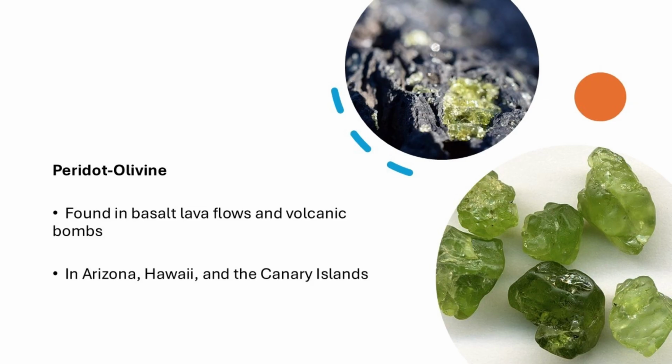There's a lot more to cover on volcanoes that I'm not going to be covering in this particular class. So let's go back to some of those minerals we saw at the beginning of this presentation. Let's go back to peridot, which is also known by geologists as olivine. It's the mineral olivine. So peridot is found in basalt lava flows and in volcanic bombs. So what is a volcanic bomb?